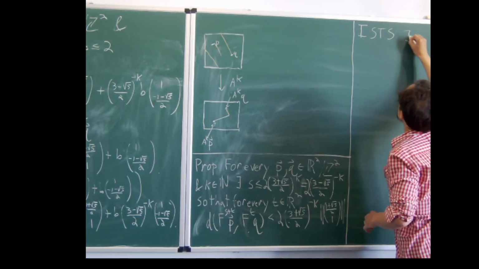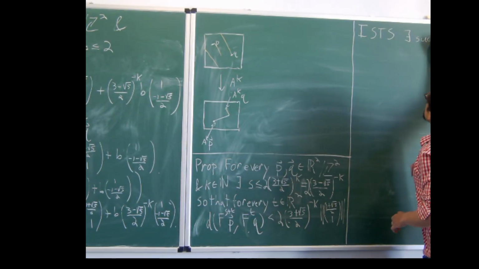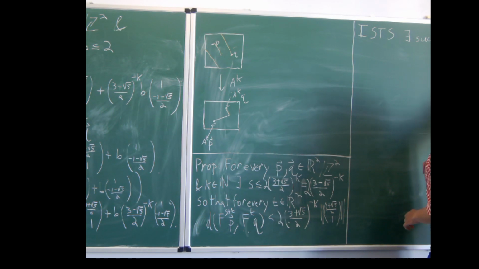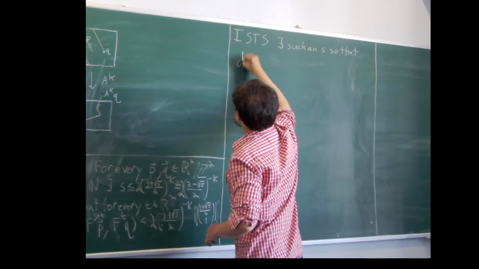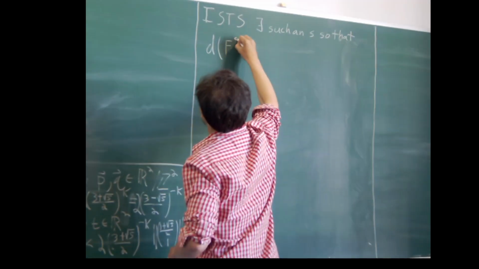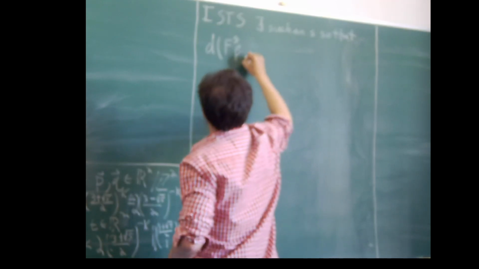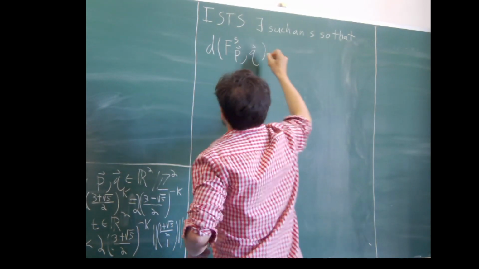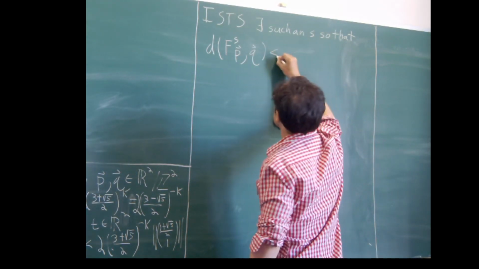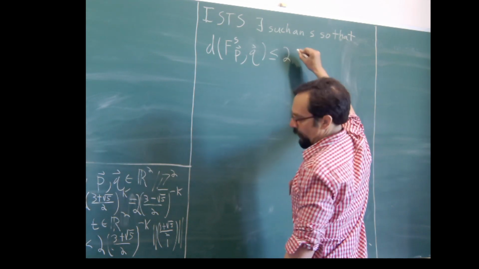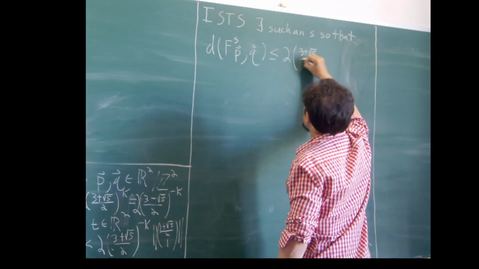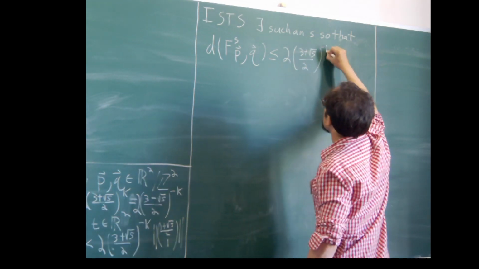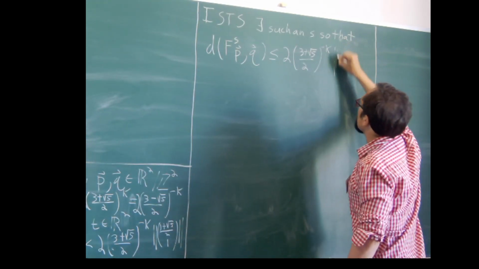Okay, so now the first claim is that it suffices to show there exists such an S, so that the distance of f to the s of p, comma q, is less than 2 times (3 plus the square root of 5)/2 to the minus k times my norm.